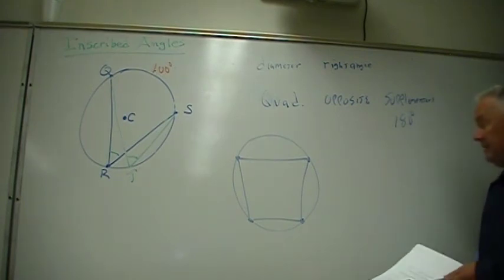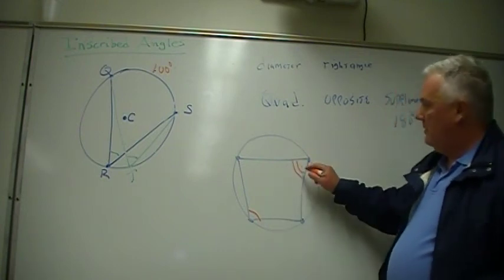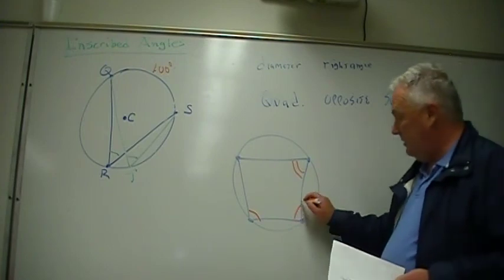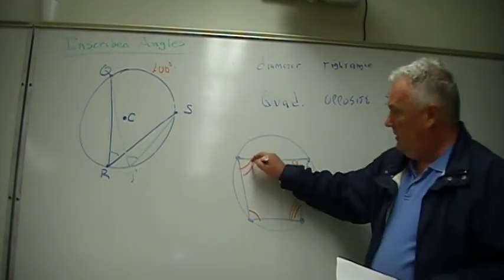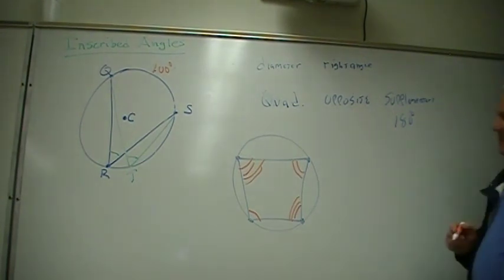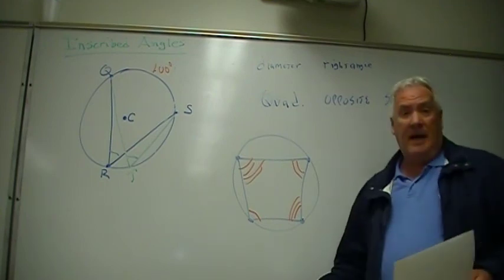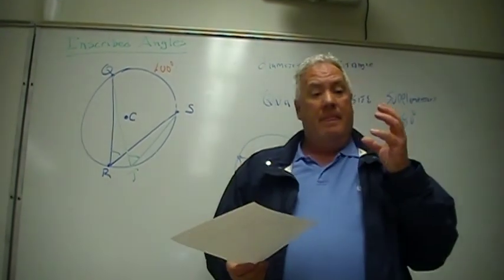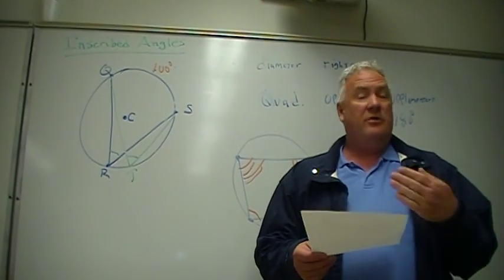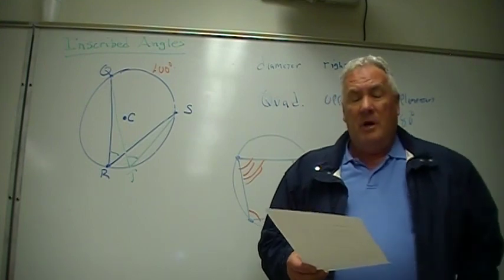So what that means is that the opposite angles add up to be 180 degrees. So this one and this one, 3 and 4, are supplementary, and 1 and 2 are supplementary. And that's the last of the theorems and information that you're going to need to get your work done for today. So work on those today.